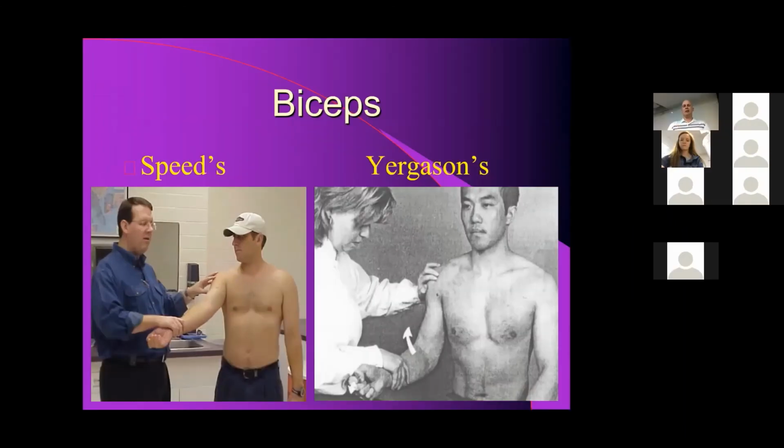One is the Speed's test. Basically, you have somebody resist forward flexion with their palm up. It should cause pain, again in the anterior shoulder, if it's truly just biceps pathology.